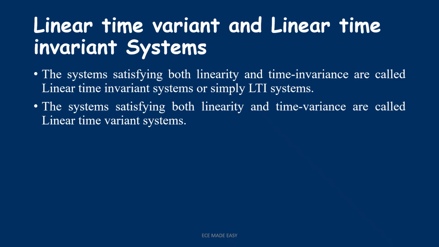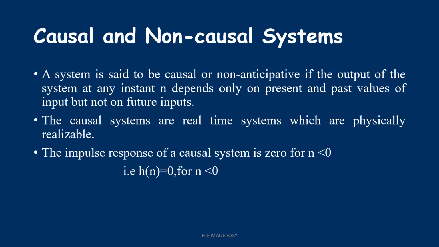Coming to the linear time invariant system. If the system is linear as well as time invariant, we call it a linear time invariant system. So combining both linearity and time invariance, this is a new classification.